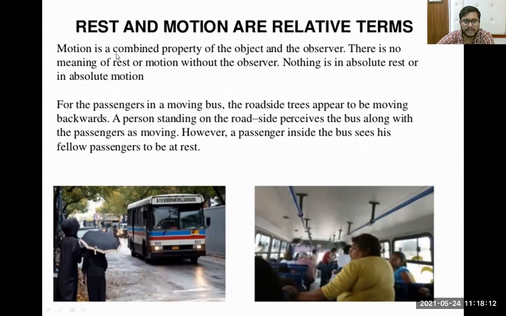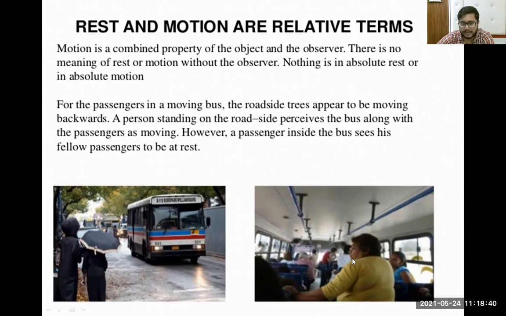Motion is a combined property of the object and the observer. There is no meaning of rest or motion without the observer. Nothing is in absolute rest or in absolute motion. We will discuss that by understanding the example of a person sitting in a bus. A passenger is in a moving bus. The roadside trees appear to be moving backward.